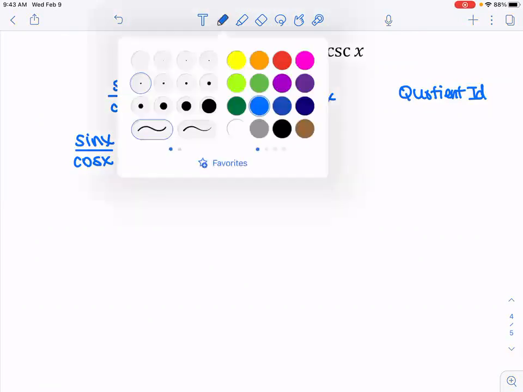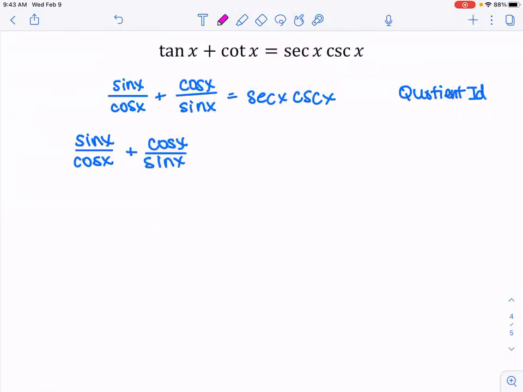We need common denominators. So this has cosine, this has sine. So this guy needs to be multiplied by cosine over cosine, and this guy needs to be multiplied by sine over sine.